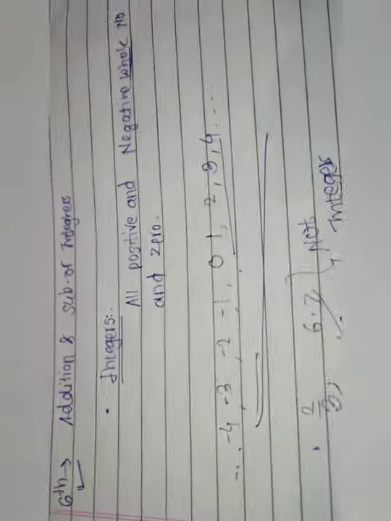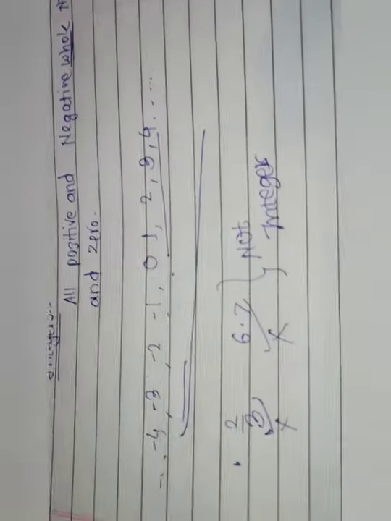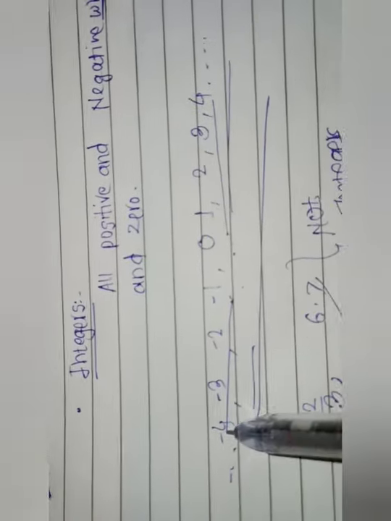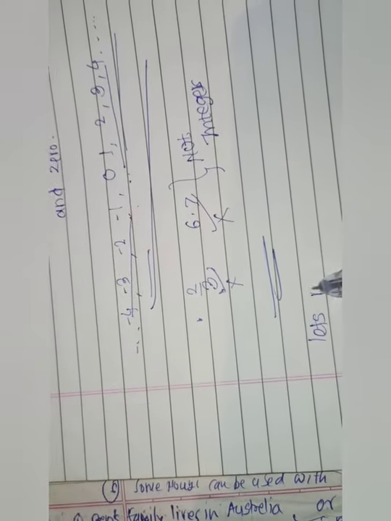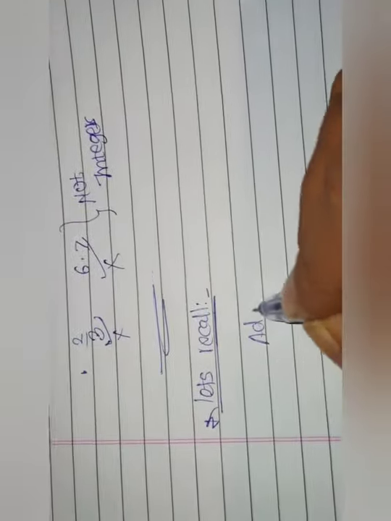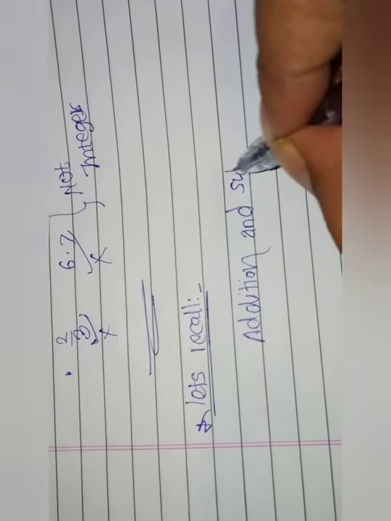Okay, understand? If you understand integers, then we will go to the next topic of this lecture, that is multiplication of integers. Are you understanding now? 0 and all positive whole numbers and all negative whole numbers are called together integers. Okay, now let me make you recall what you learned in 6th standard, that is addition and subtraction of integers.